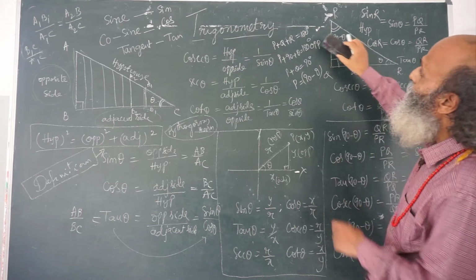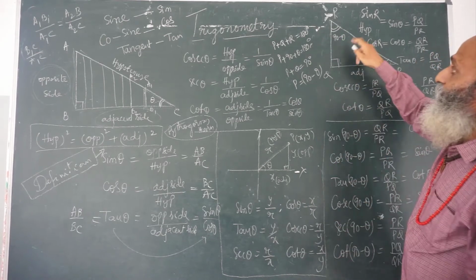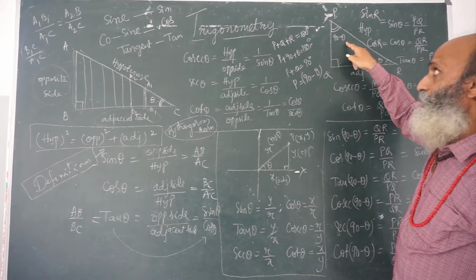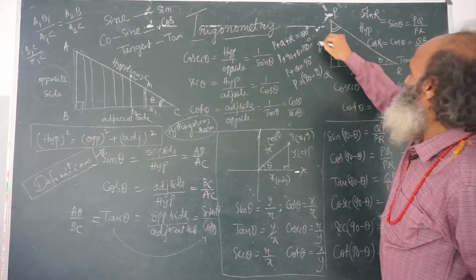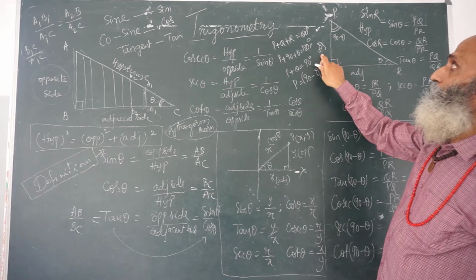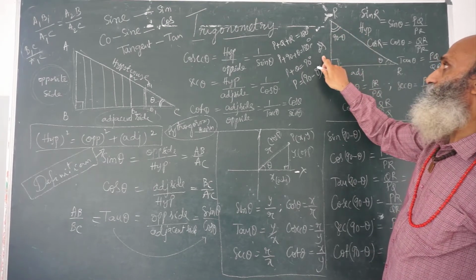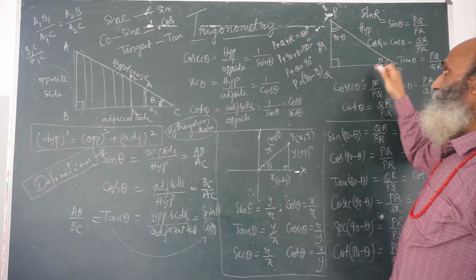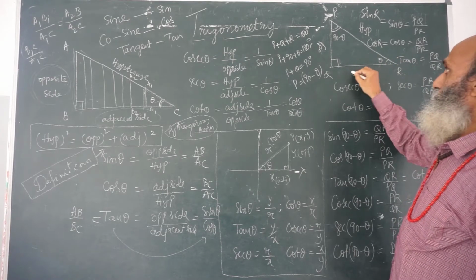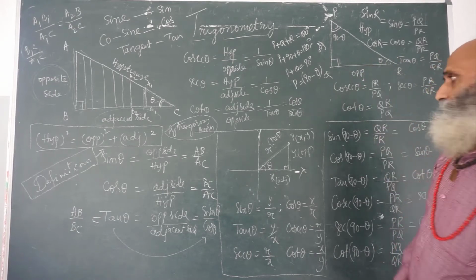Now what happens? 90 minus theta is another angle. For this angle, PQ will become the adjacent side, whereas for theta it becomes the opposite side. Similarly, QR becomes the opposite side for 90 minus theta, while for theta it is the adjacent side.